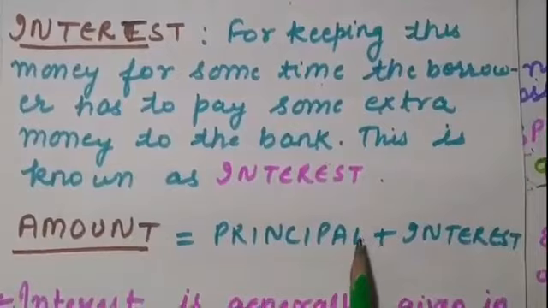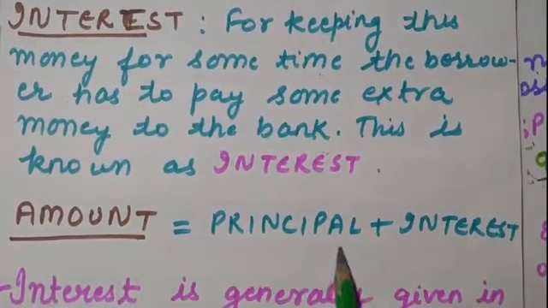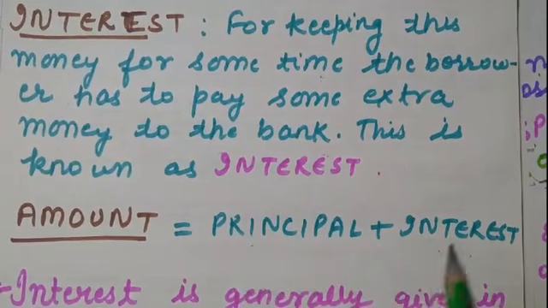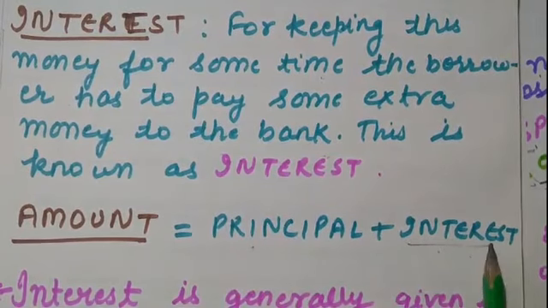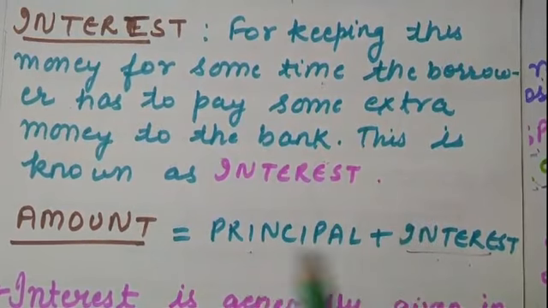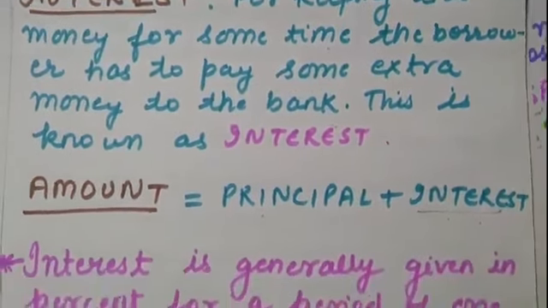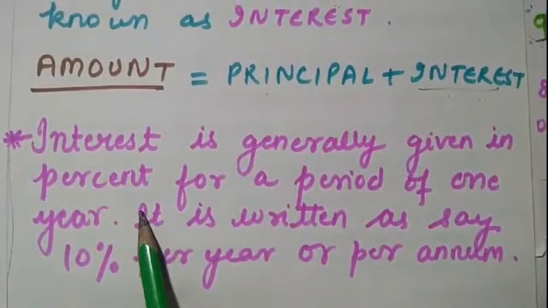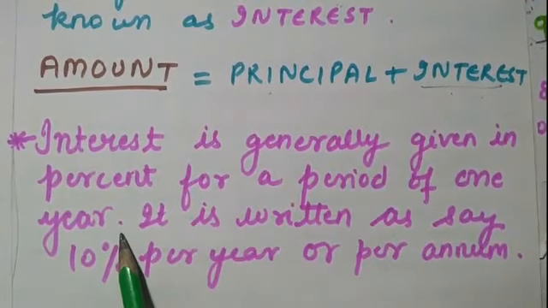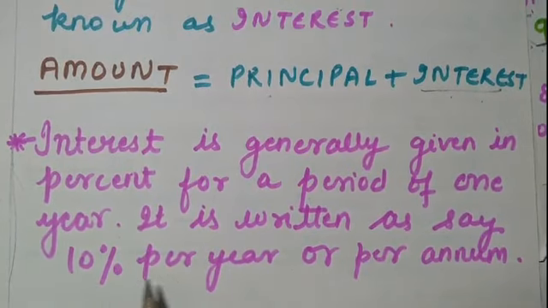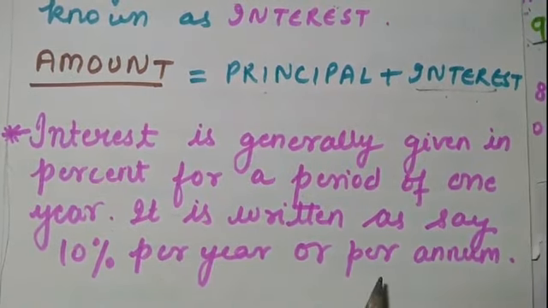Now come to the amount. Amount is simply principal plus interest. The amount that is borrowed and the extra amount for keeping the money for some time, their addition is known as amount. Now interest is generally given in percent for a period of 1 year. It is written as, say, 10% per year or per annum.